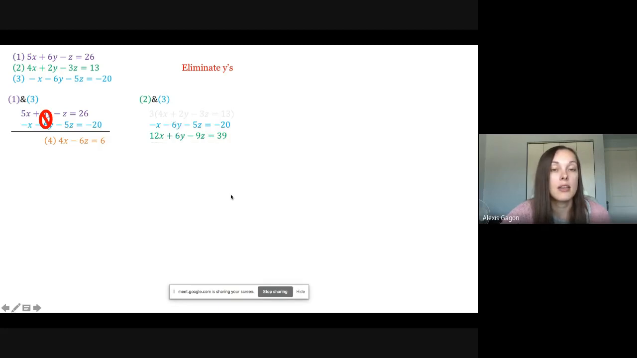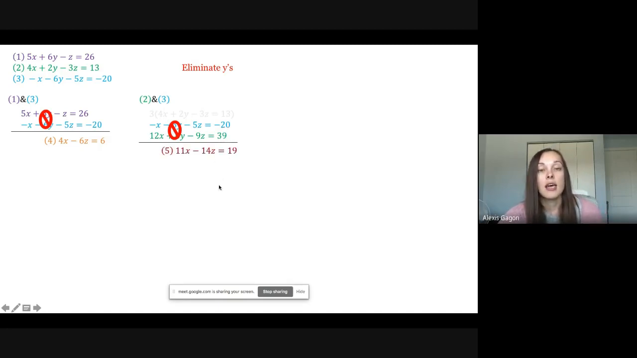When you add them together, those cancel. So I have x plus 12x is 11x. Negative 5z minus 9z is negative 14z. And negative 20 plus 39 is 19. And we're going to call that equation number 5. Okay. Once you get equation 4 and 5, you always put 4 and 5 together.